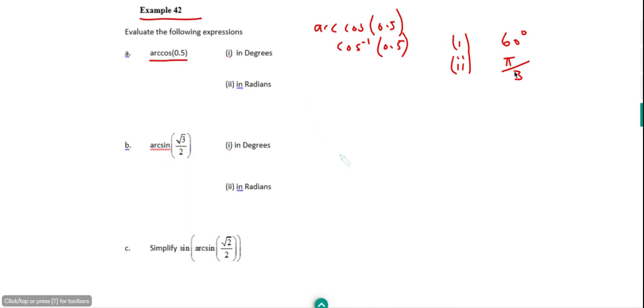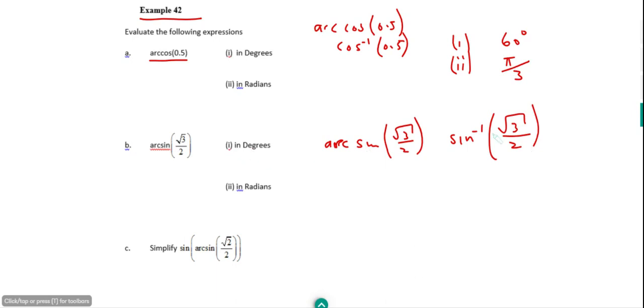And similarly for this one, arc sine root 3 over 2. Well, arc sine just means sine minus 1. So you just put that into your calculator, root 3 over 2, making sure that you're in degrees mode for the first one. If you do that, root 3 over 2 is actually the same 60 degrees as in the first part. And so in radians, again, it's going to be pi by 3.